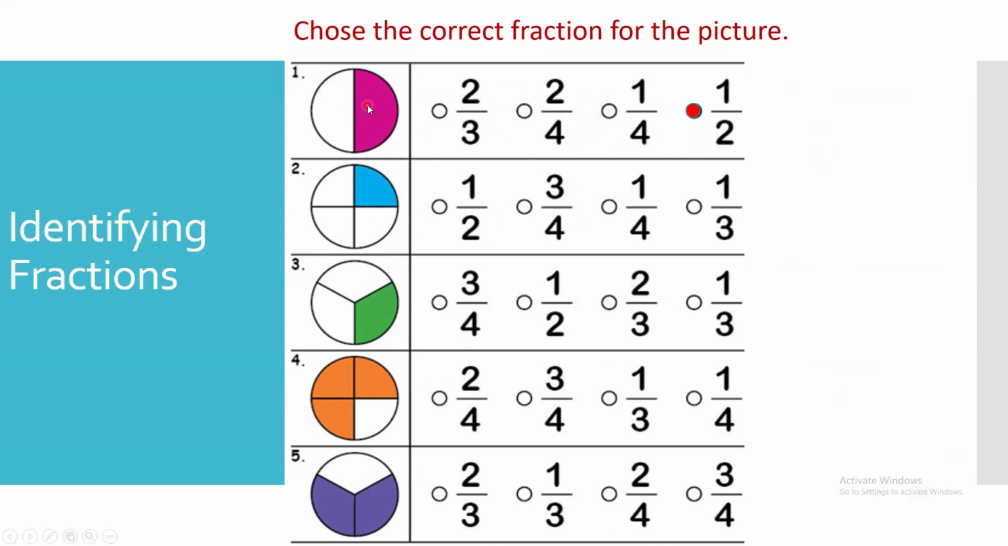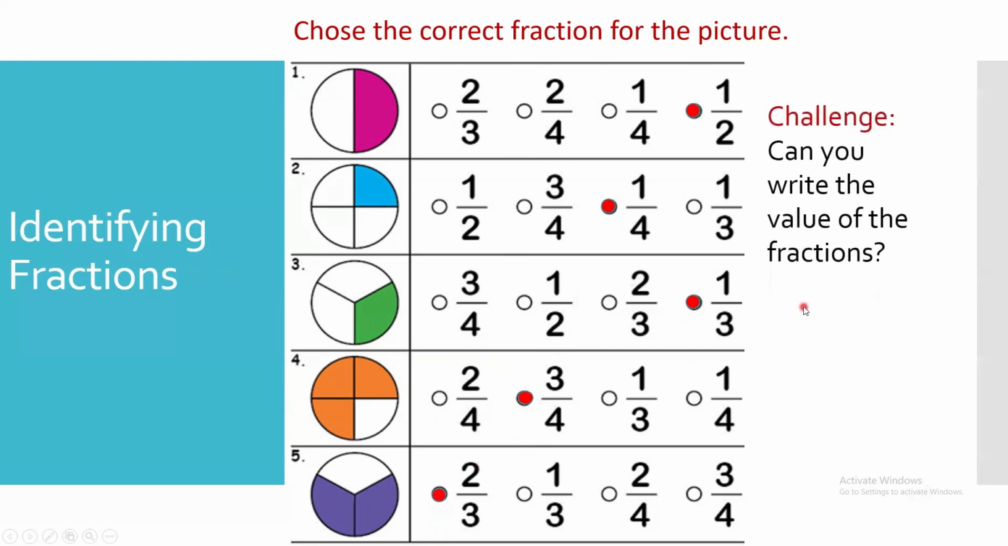So the first one, it is out of 2, 1, it will be 1 by 2. Out of 2 portions, 1 portion. The second one will be out of 4 portions, 1 portion. Third one, out of 3 portions, 1 portion. Then what will this be? Can you guess? Yes, out of 4, 3 portions, out of 3, 2 portions.